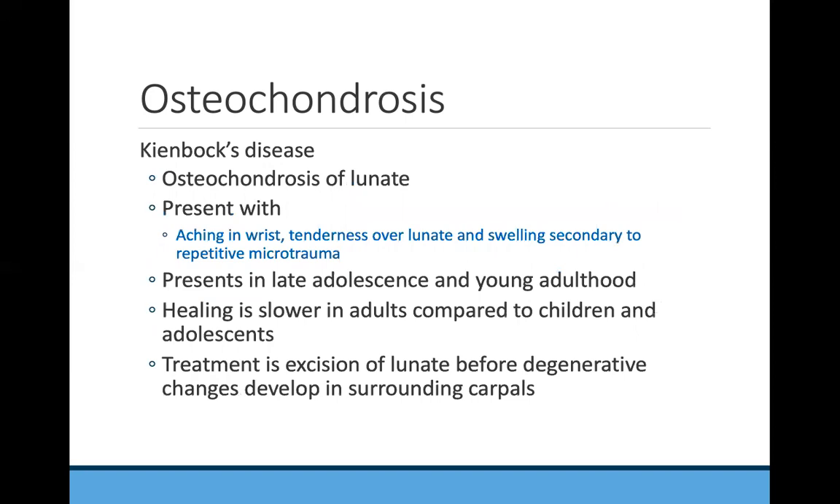Up next, we have Kienbock's disease. This is osteochondrosis of the lunate. A patient presenting with aching in the wrist, tenderness over the lunate, and swelling secondary to repetitive microtrauma would be of concern in regards to Kienbock's disease. It presents oftentimes in late adolescence and young adulthood. Healing here is slower in adults compared to children because of the blood supply there. And then also treatment would include excision of the lunate bone before degenerative changes develop in the surrounding carpals.